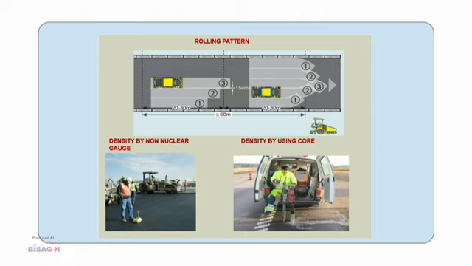Quality is generally checked by the density. There are generally two methods available to check the density of the mat. First is the nuclear or non-nuclear gauge, and second is by using core cutting.